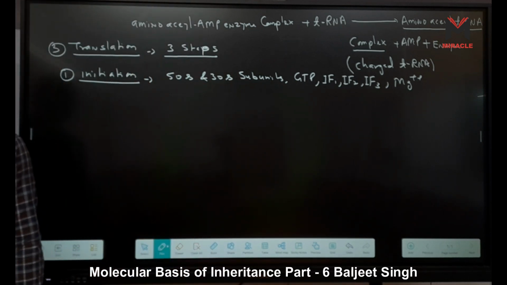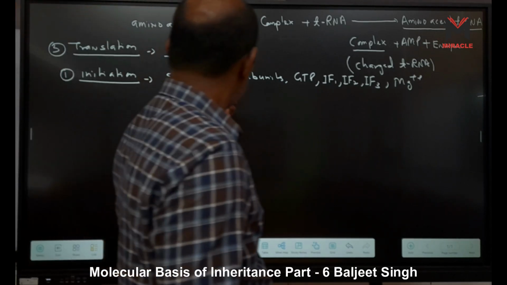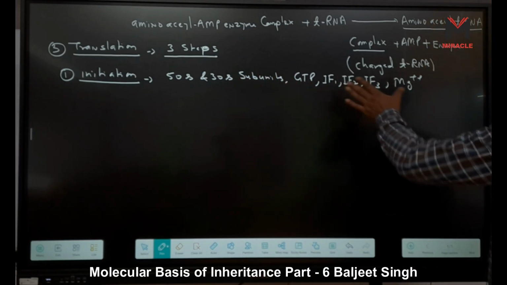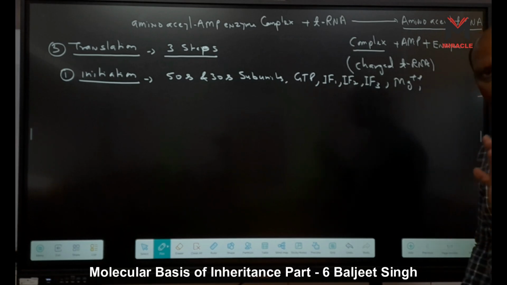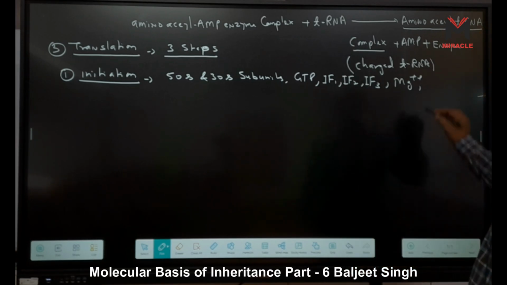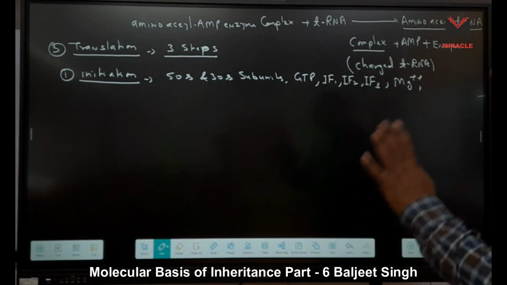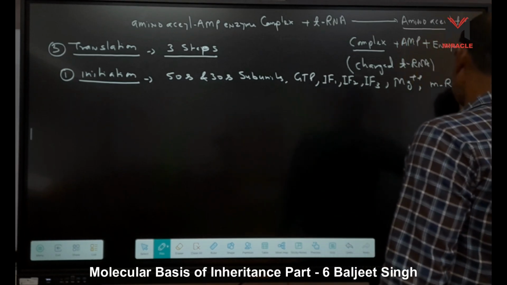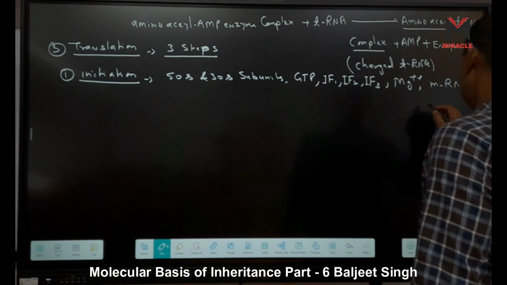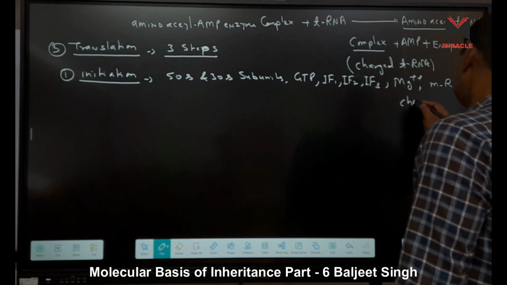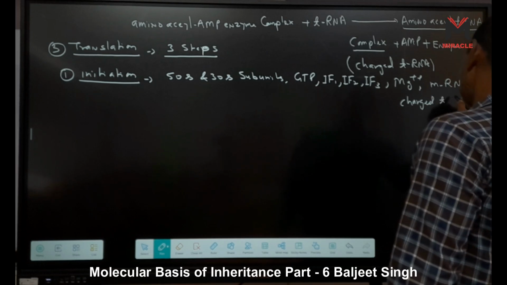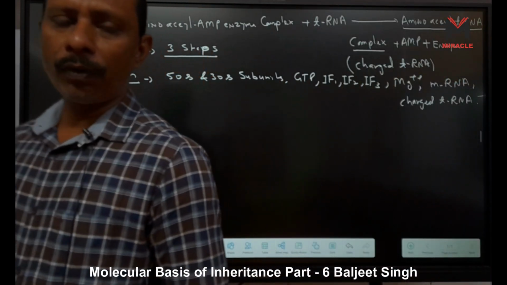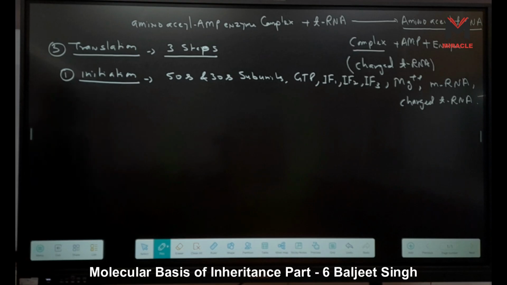These two subunits make the 70S ribosome. GTP, energy for initiation, the initiation factors, and magnesium are essential for this translation. More importantly, we need mRNA and transfer RNA that is charged, charged transfer RNA. We can say these are the components for translation. We need these things for translation.